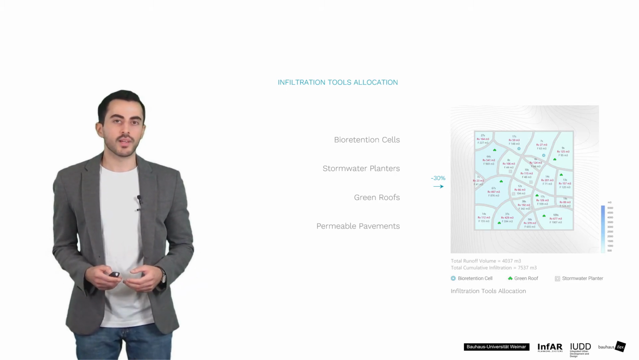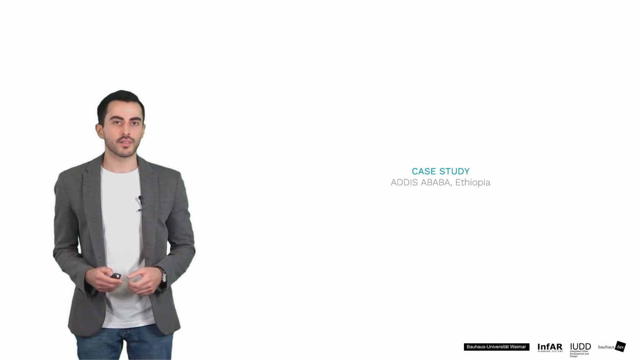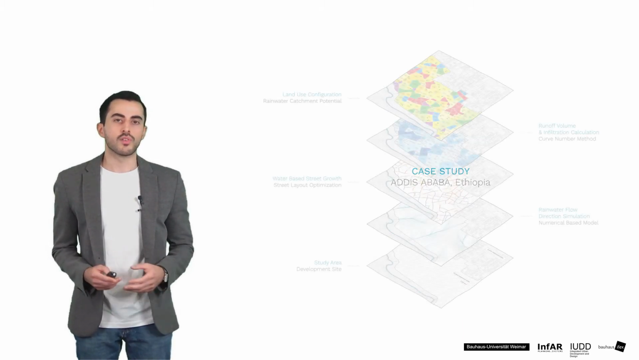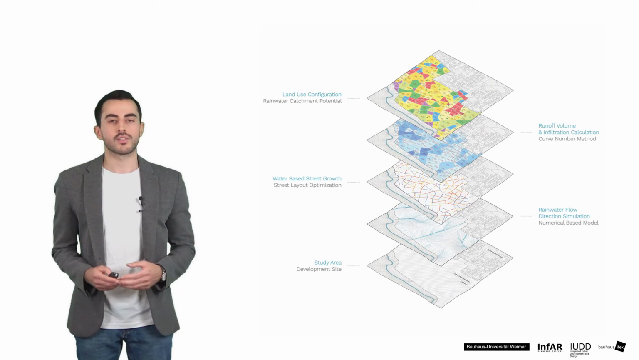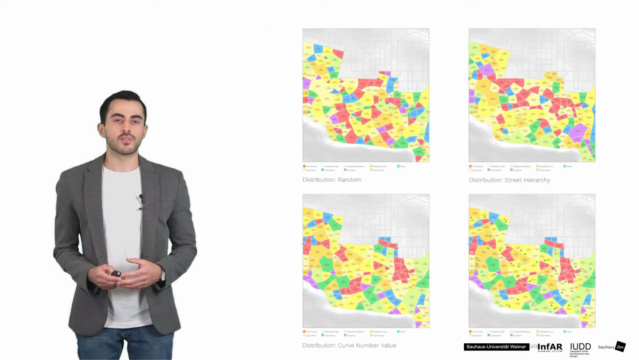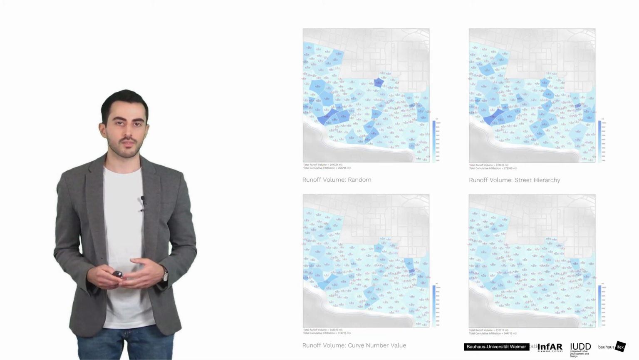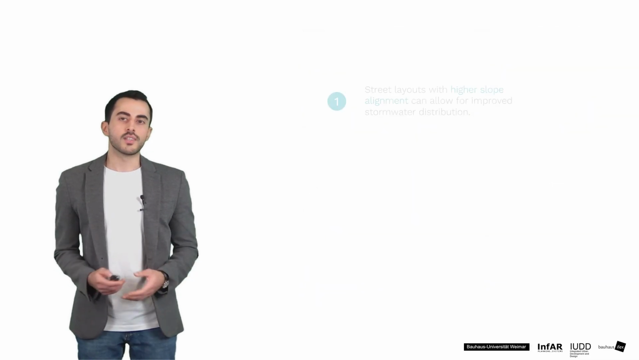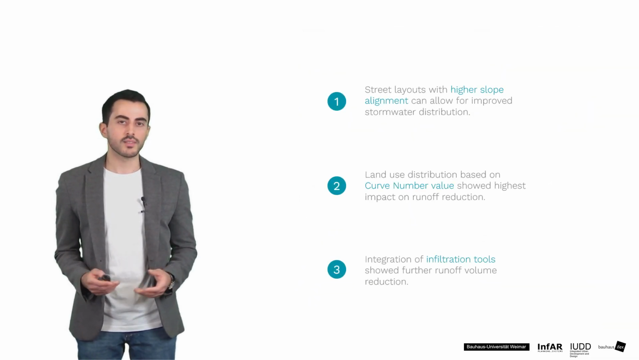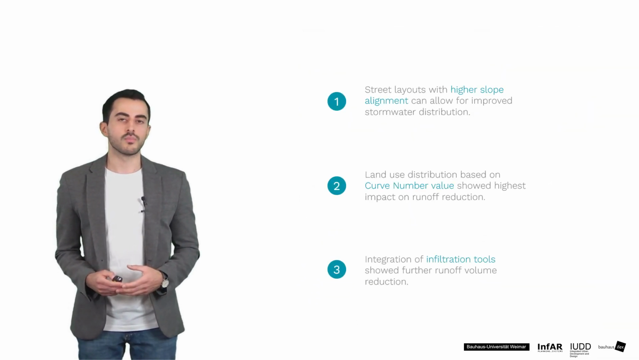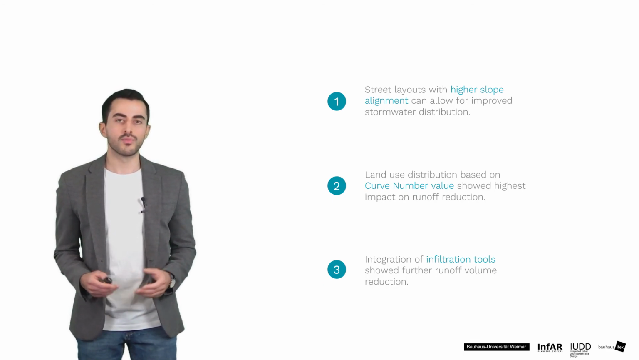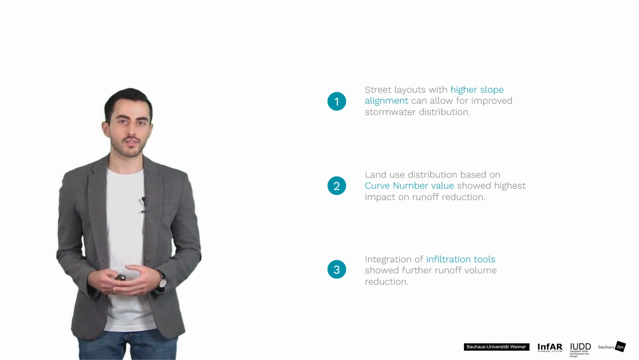Finally, in my thesis, I applied the model to a development site in Addis Ababa, Ethiopia, to scrutinize its performance and effectiveness in a realistic and large-scale context. To do so, more variations of street layouts and land use distribution strategies were compared and evaluated for their impact on runoff volume reduction. Overall, the study showed that street layouts with higher slope alignment can allow for improved stormwater distribution. Also, land use distribution based on curve number value proved to have the highest impact on runoff volume reduction, in addition to the allocation of infiltration tools.